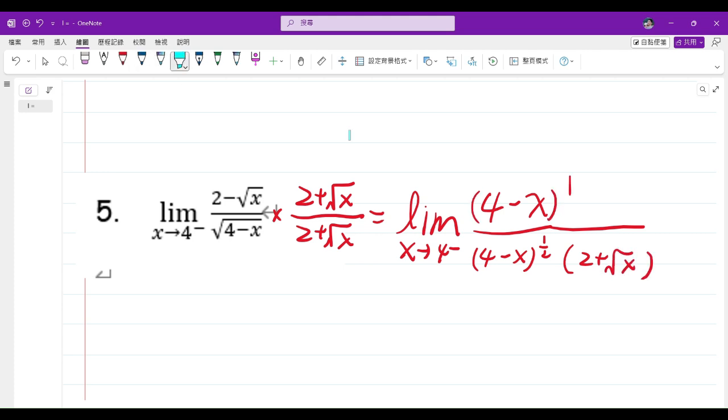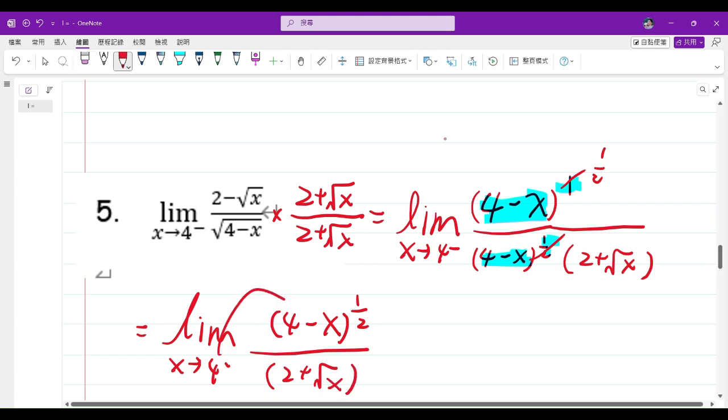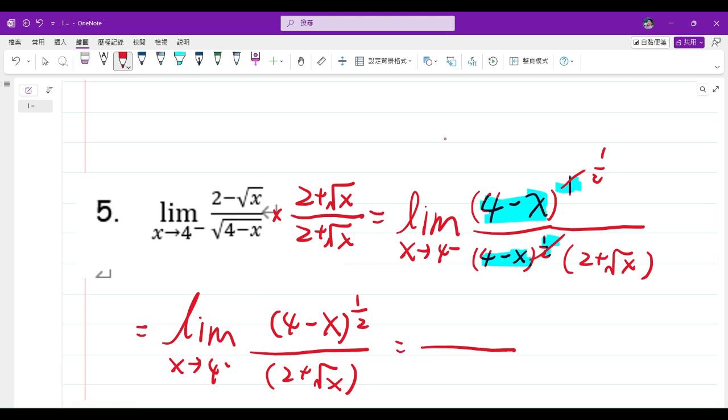Okay. This and this are the same. One is 1, the other is a half. So you can use the top minus the bottom. So that becomes 4 minus x to the half. So kind of cross out. So 2 plus root x. And then you can directly plug in x equals 4. Okay. So actually that would be 2 plus root 4.